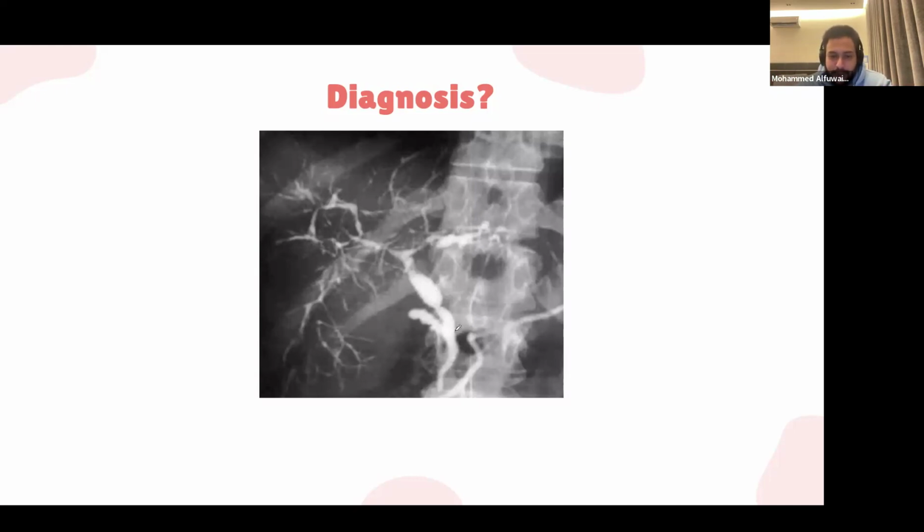What do you see here? This is the beading appearance. Stenosis with dilated duct. Okay, good. What antibody is present in primary sclerosing cholangitis? Similar to UC. pANCA, good. Perfect.